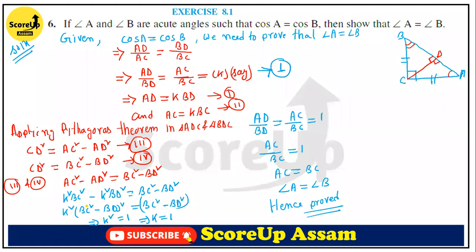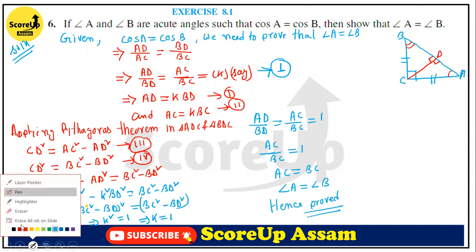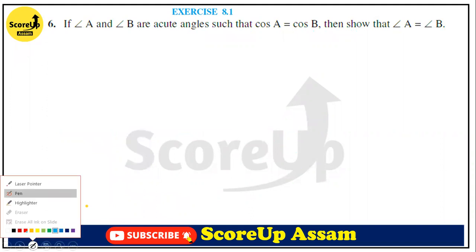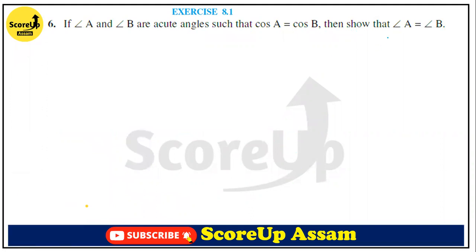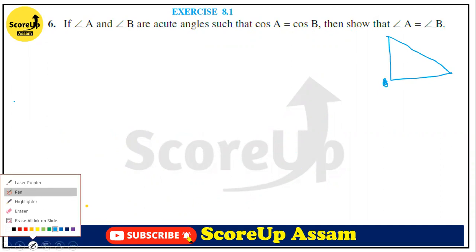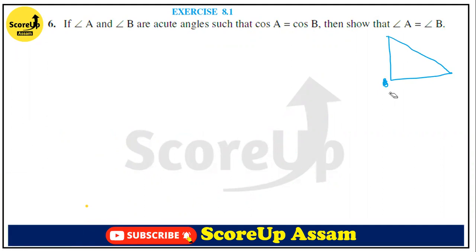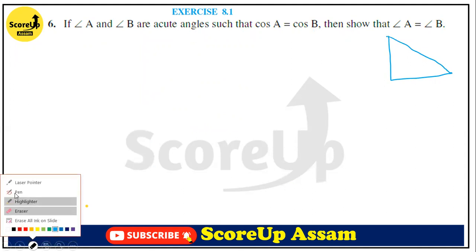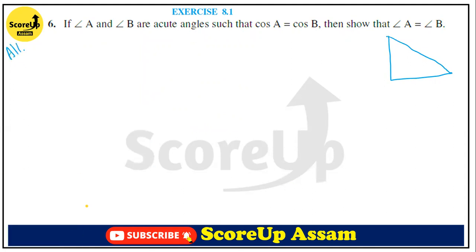Let me tell you another method. How will you do it? You just try in this method. Let me erase all this. I'll just tell you how to draw. Suppose we draw a triangle. This is an alternative method to solve this. So this is A, this is B, and this is C.